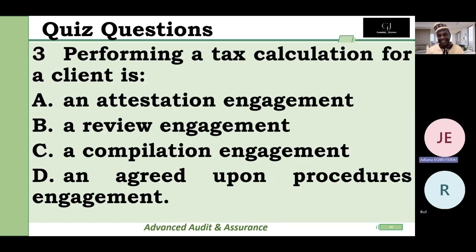Performing a tax calculation for a client is an attestation. All right. Don't bother to read. I'm in trouble today. J, you have a dissenting opinion. J, you have to have a mind of your own. Don't mind Rufiat. Rufiat is out for me today. Rufiat has read, I'm very sure about that. Okay. Performing a tax calculation for a client is, of course, a compilation engagement. Hey, she's joining her sister. Okay, no. It is real now.